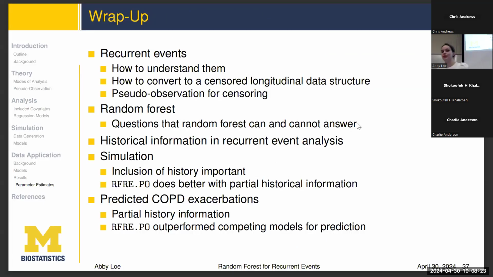Okay, so to wrap it up, we talked about recurrent events and how we can understand them, convert them into a censored longitudinal data structure, and then think about pseudo-observation as a way of avoiding the classical censoring problem. Talked about a random forest and a special random forest algorithm, discussed questions that random forest can and cannot answer, and then thought about the ways that we can include patient information in these kinds of analyses. Looked at a simulation study and thought about predicting in an actual data example for chronic obstructive pulmonary disorder patients.